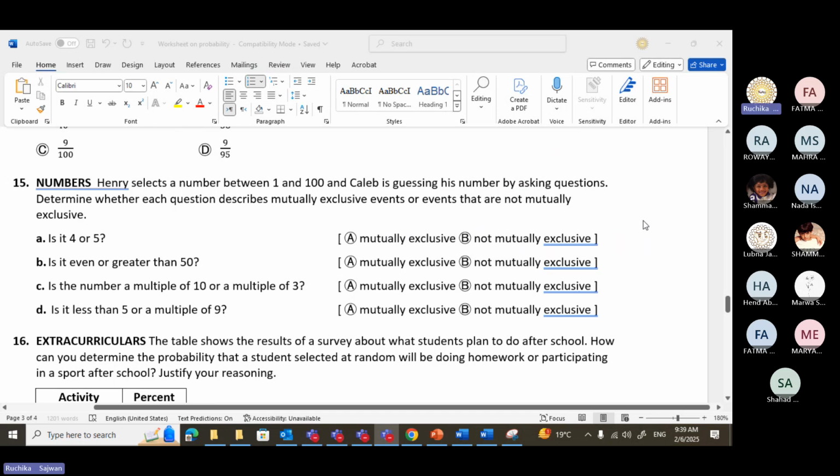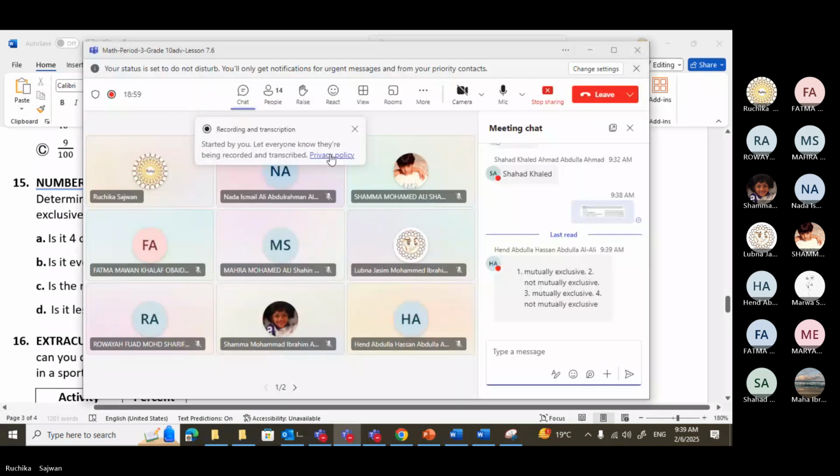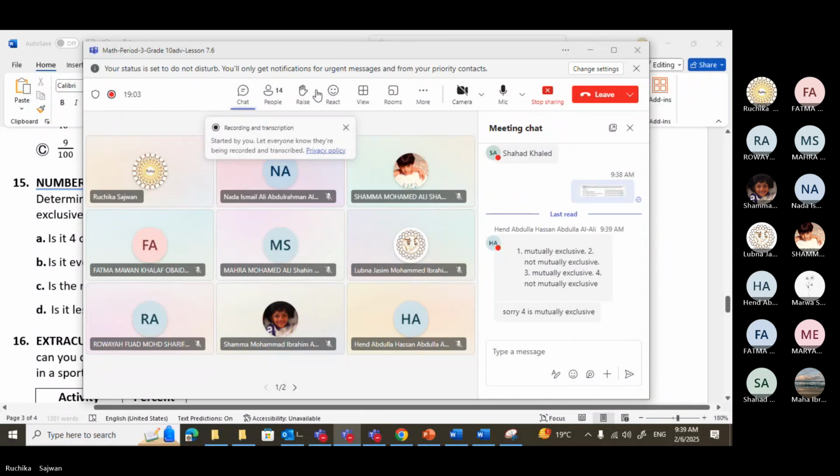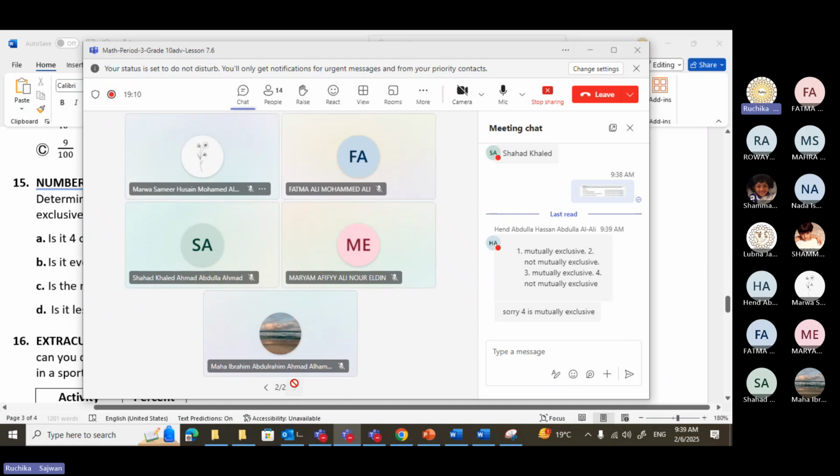Okay, so Lubna will give us A part. And Fatma Ali will give us B part. Maha will give us C part. And Mariam Afifi will give us the last one.